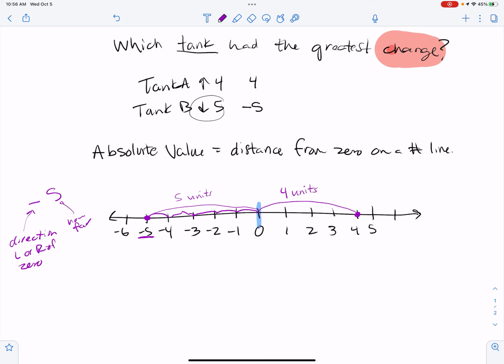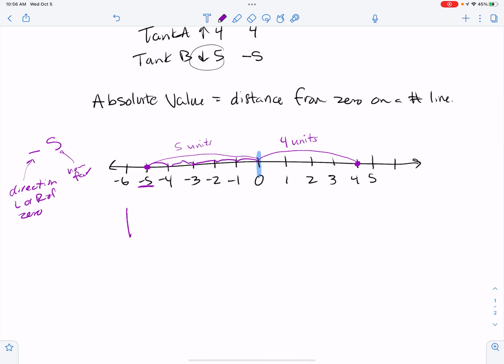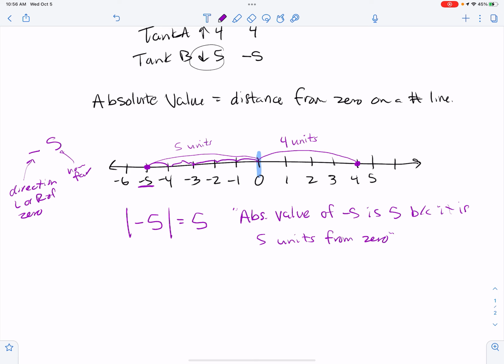So that means that the absolute value that we write like this between these 2 tall lines. They're not 1s or 11s or anything. This here is the absolute value of 5 is 5. So you would read that as the absolute value of negative 5 is 5 because it is 5 units from 0. So keep in mind these here, this just means absolute value.